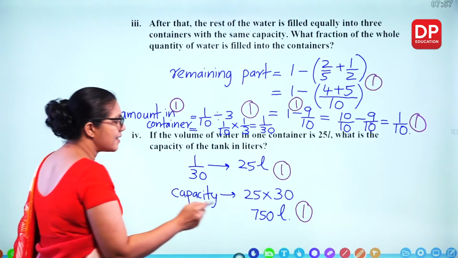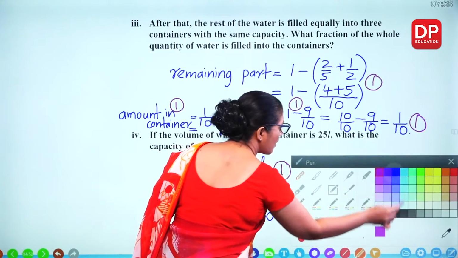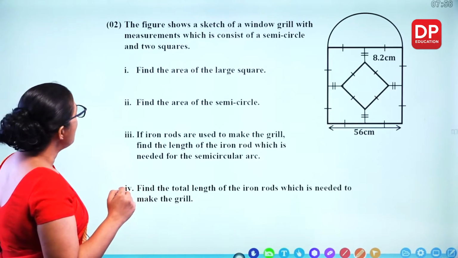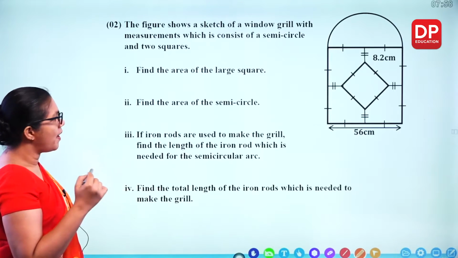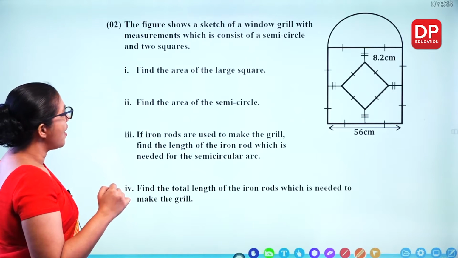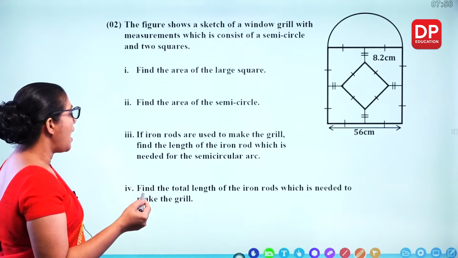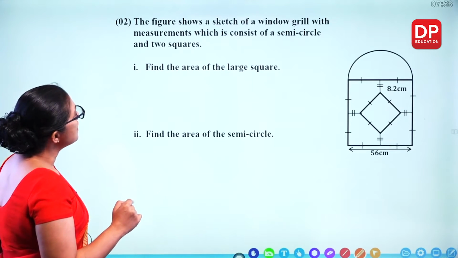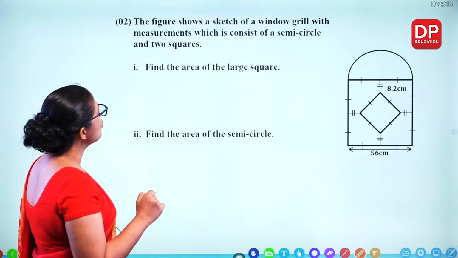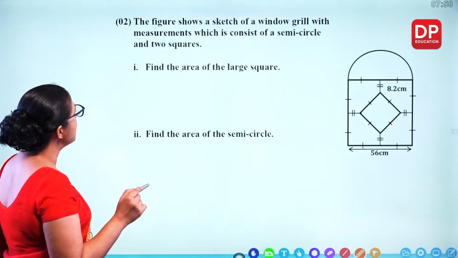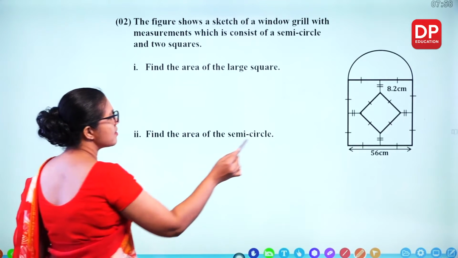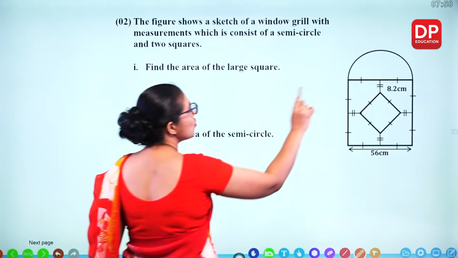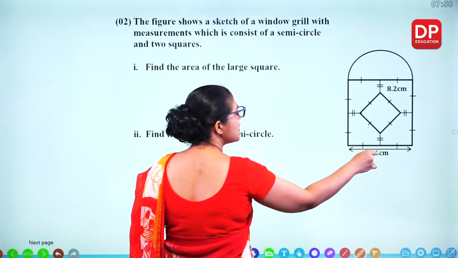Now let's take the next question. Question number 2. Again, you get 4 parts here. Area you have to think about, and lengths. The figure shows a sketch of a window grill with measurements which consists of a semicircle and 2 squares. Both are squares. Find the area of the large square. So the large square, one side is 56.